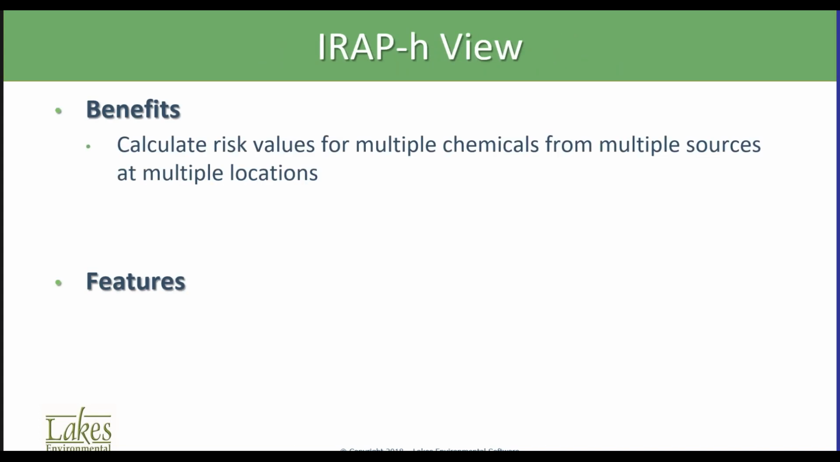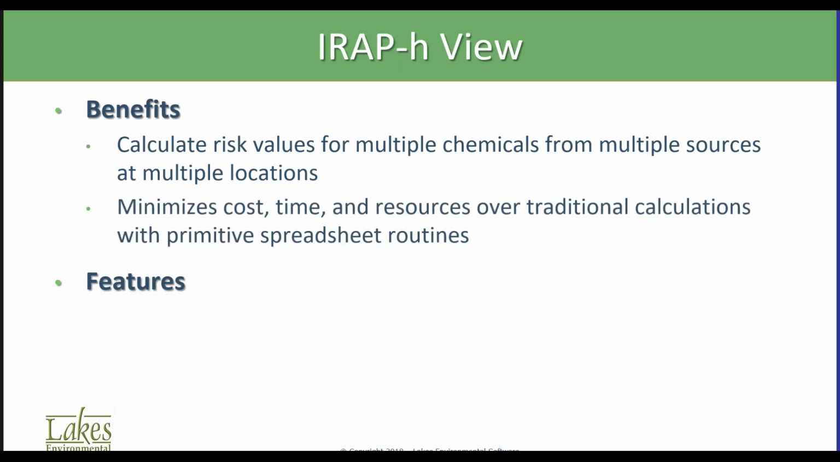So with IRAP-h View, you can look at multiple chemicals, multiple sources, and multiple locations and calculate the risk values for them very efficiently and quickly. So you can see the impacts in the visual overlay of the application and perform all these calculations very quickly. You just have to supply the COPC emissions from each source, but your sources are already there from an air modeling run. You can look at multiple risk receptors very quickly, even identify which risk receptors are going to produce the highest cancer and non-cancer risk values. It's all done very simply with just a few clicks of the mouse.